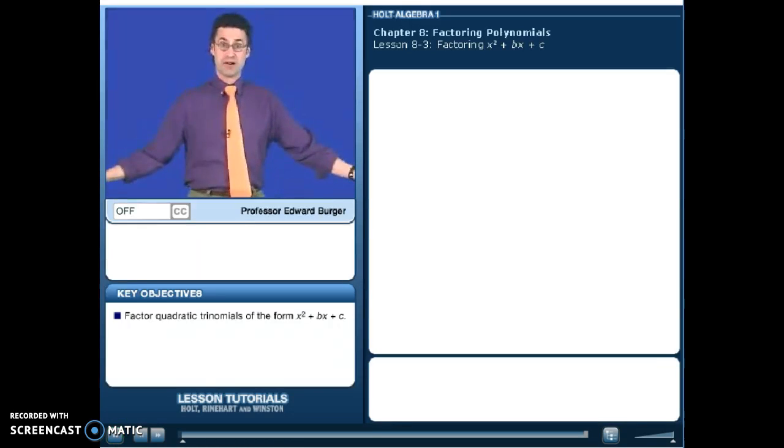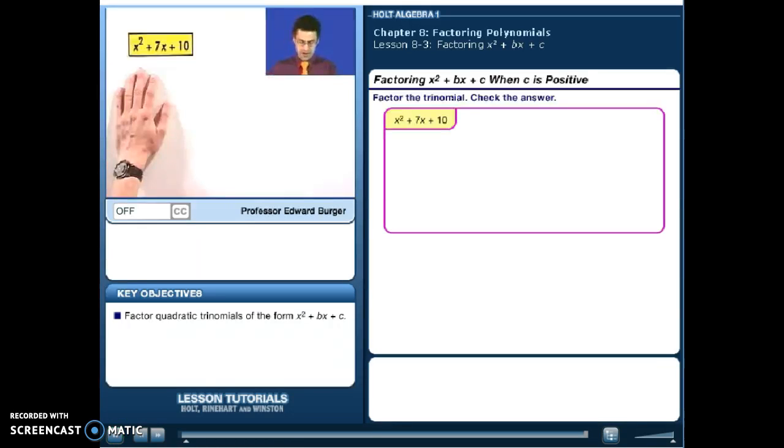Let's take a look at another example together. So let's try to factor this quadratic trinomial, x squared plus 7x plus 10. Again, you can try a common factor for everything. It's not there. You can try grouping. It's not there. We need something else.